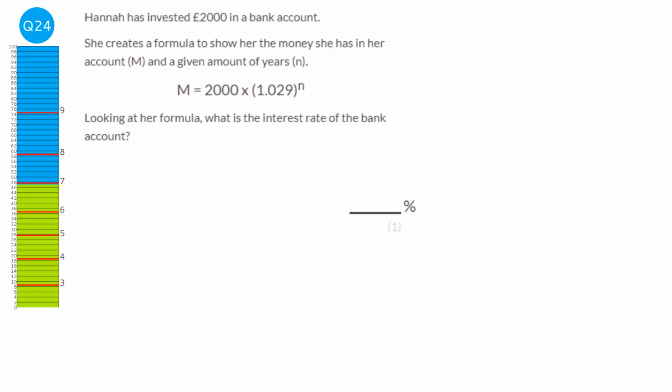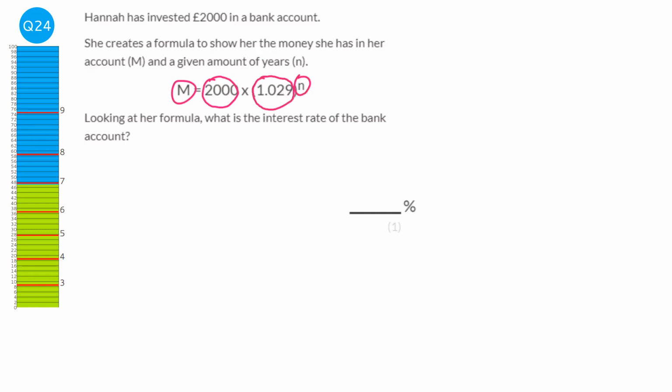So the way this formula works is we have m, which is the final amount. The 2000 here is our initial amount. The decimal in here is our multiplier, and the power here is the amount of years.